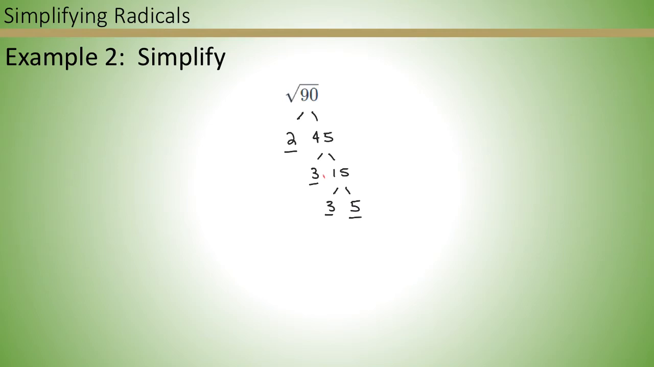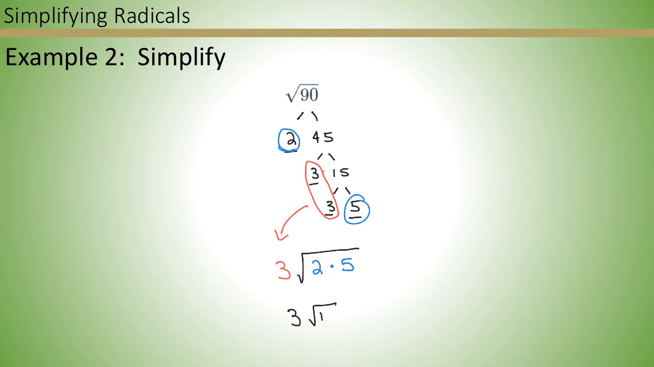And I can make a pair of 3s. So that means that 3 is going to be on the outside of the radical. On the inside of the radical, I'm going to have a 2 and a 5. So I have 2 times 5, and we're just going to multiply those together. So our answer here is going to be 3 square root of 10. So that is the simplest form of this radical.